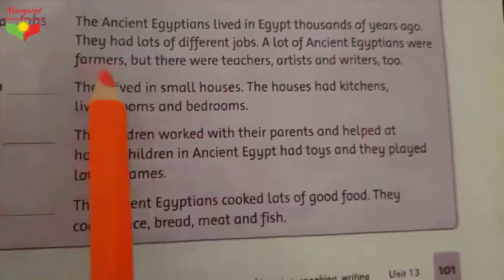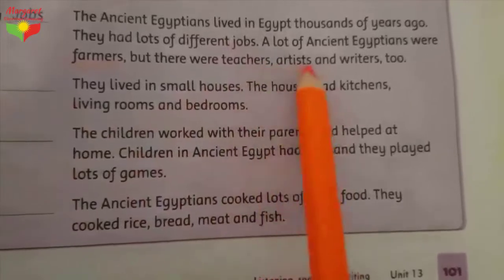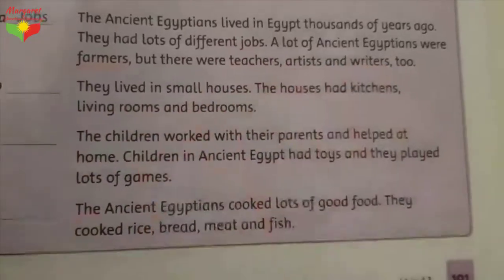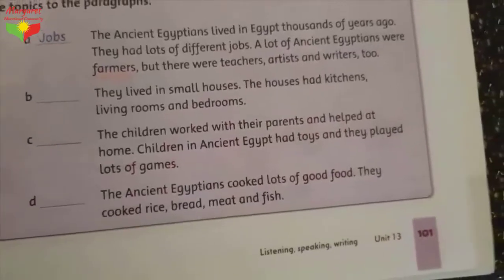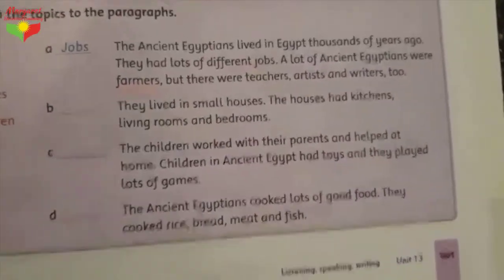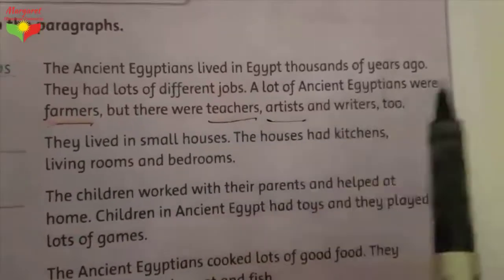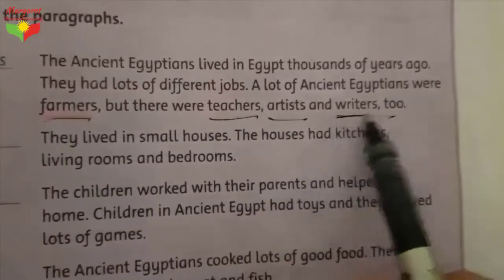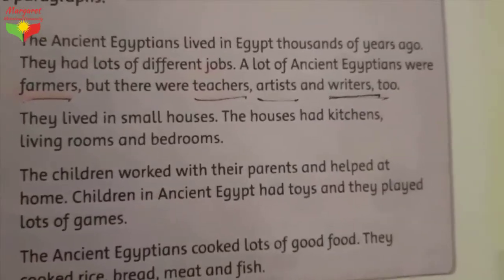Farmers. But there were teachers. Teachers. Artists. And writers. Writers too. If you pay attention to this paragraph, we have farmer, teacher, artist, and writers. So we can recognize that the topic in this paragraph is about jobs.